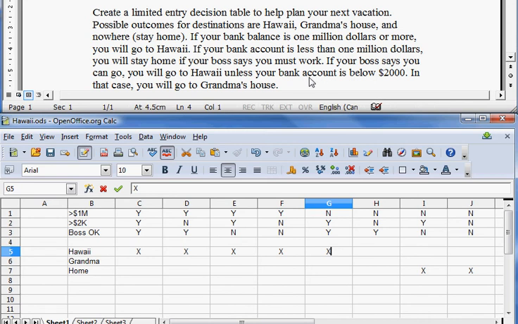In that, if it's below 2,000, you will go to Grandma's house. Okay, so we go to Grandma's house. If we don't have over 1 million, we don't have over 2,000, but the boss says we don't have to work, it's okay for the boss to take a vacation, then we can't go to Hawaii, we can't afford it, and we don't have to stay home because the boss said it's okay for us to take off. So in that case, we go to Grandma's house.